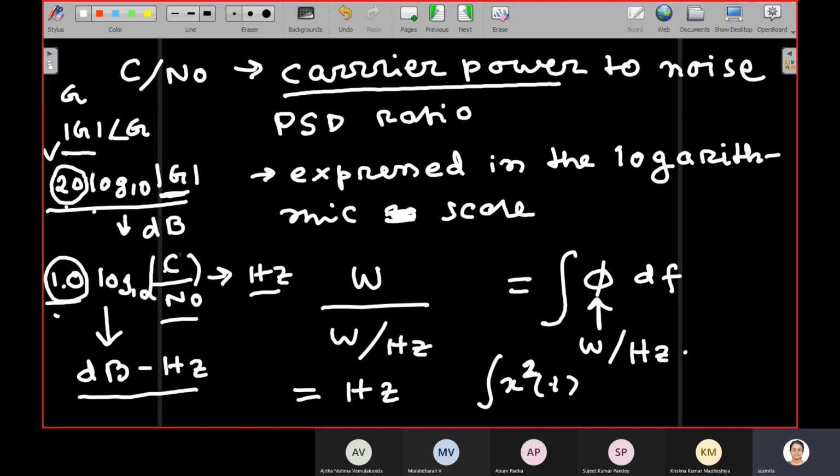So if you do amplitude square, then the 2 in the exponent will come out because we are taking logarithm. So 2 will come out and you get 20. This is why in the logarithm of the power, we multiply 10. And then when we are doing the same for amplitude, we multiply 20. Okay?